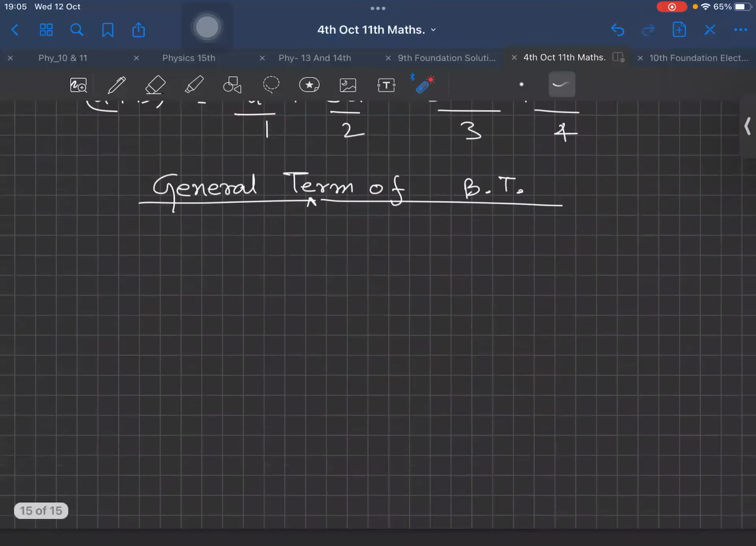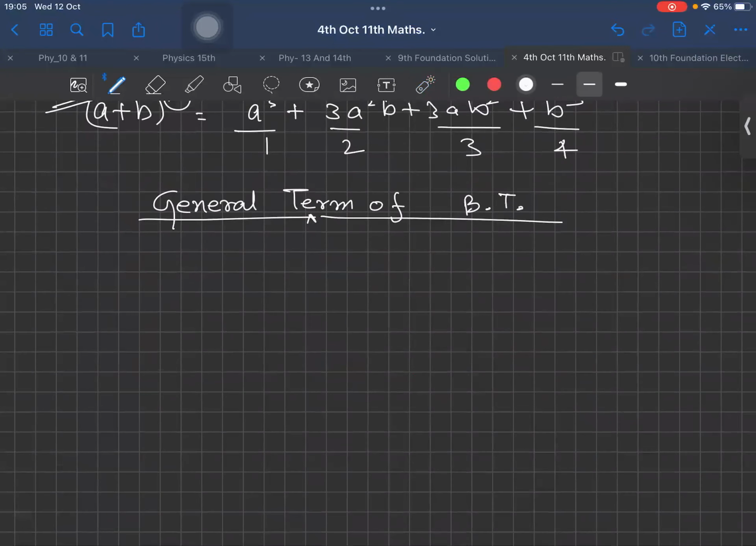That's why that term is called general term. So for (a plus b) to the power of n, the general term can be written as nCr, a to the power of n minus r and b to the power of r. That's how you write it.